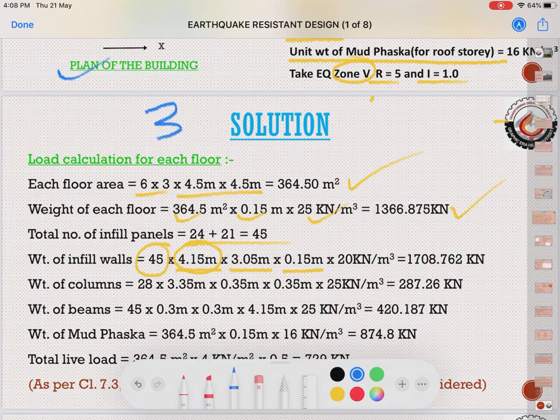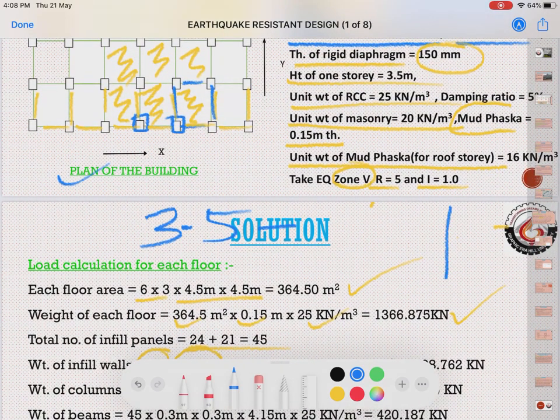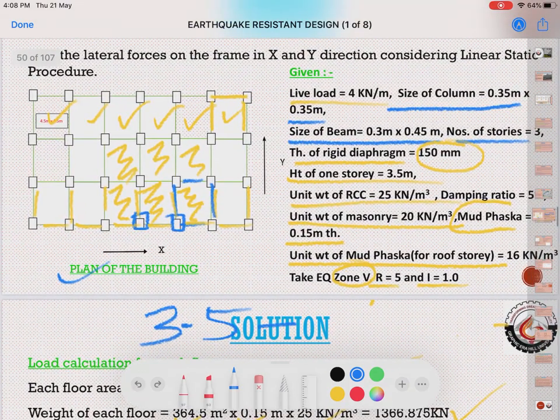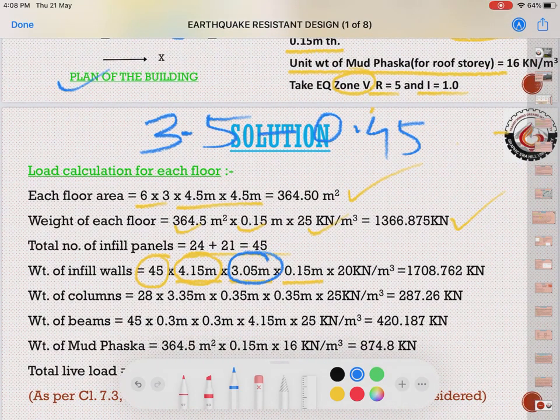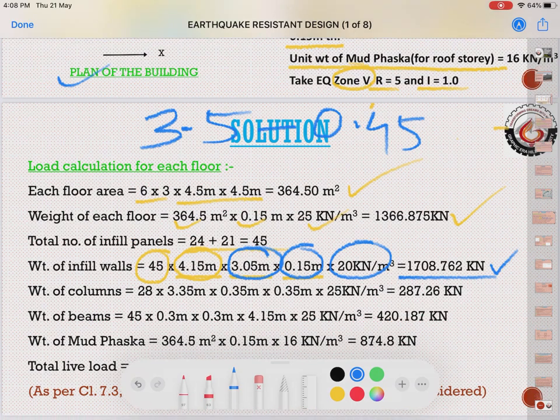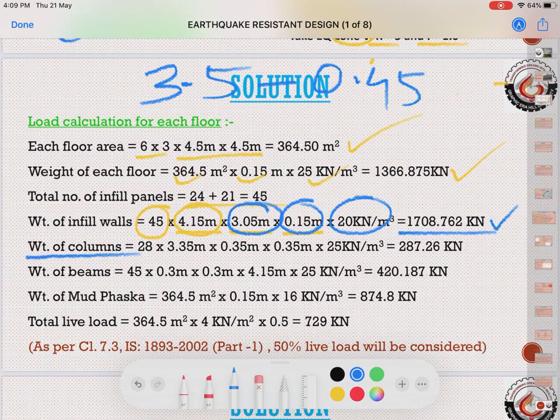Then comes the height. Why is the height 3.05 meter? Because the height of one story is 3.5 meter, but the depth of the beam is 0.45 meter. You can see it here. So subtracting 0.45 meter, you will get this height. And multiplying by thickness and density, we get the self weight of the brick infill walls.